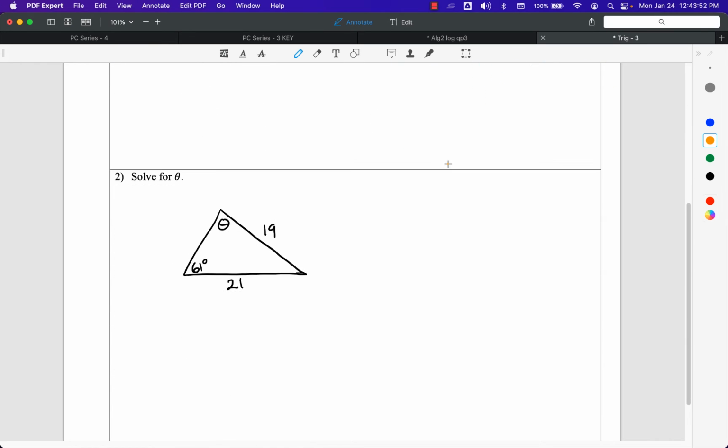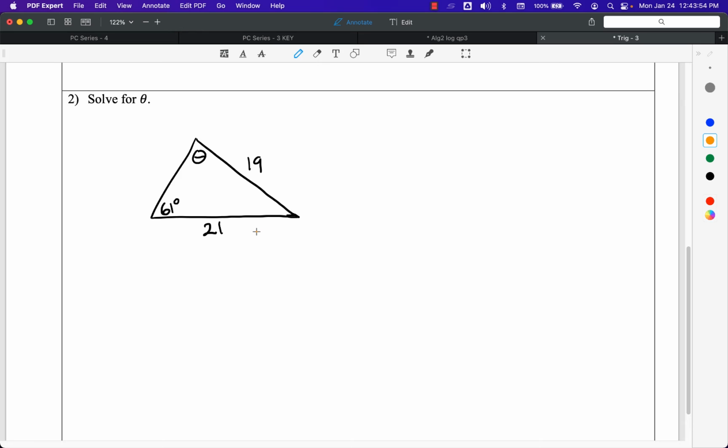Moving on to problem number 2. We're solving for theta, and this time notice that we have 2 angles. We have 61 degrees and theta. Again, I'm counting unknown with the known. And we have 2 side lengths. This is a perfect case of using law of sines. In fact, you cannot use law of cosines because we're missing a 3rd side. You need all 3 sides for law of cosines.